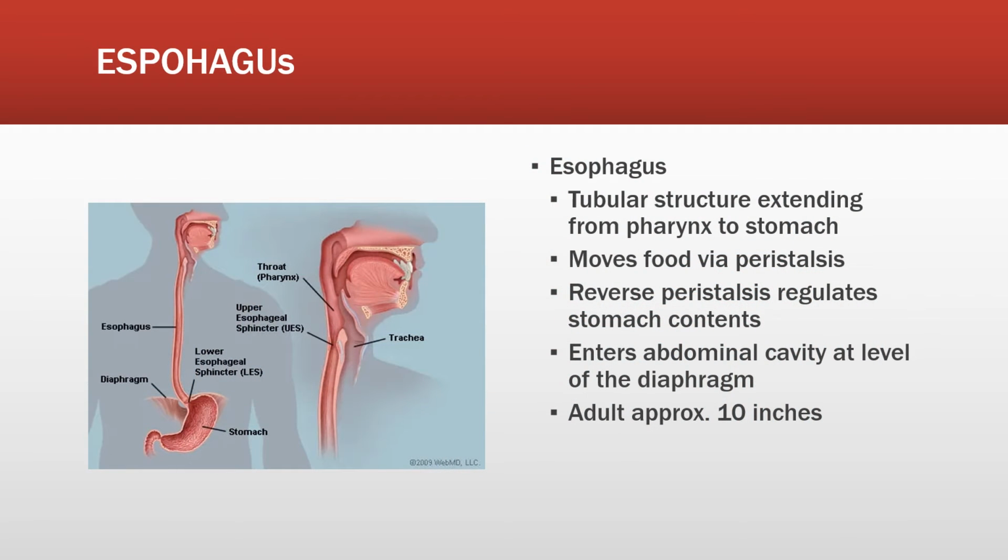So we're going to start with the esophagus here. This is a tubular structure extending from the pharynx to the stomach. It moves food via peristalsis, which, if you remember, are involuntary muscle contractions. Reverse peristalsis regulates our stomach contents. And it enters the abdominal cavity at the level of the diaphragm, and it's about in an adult 10 inches long. So it is a pretty good sized tubular structure.